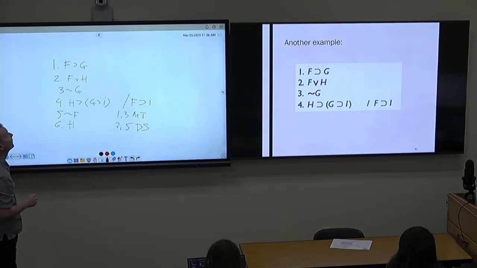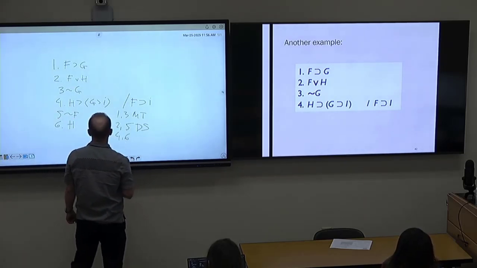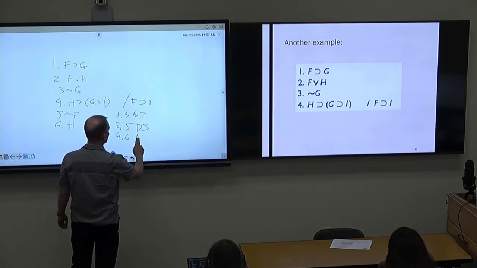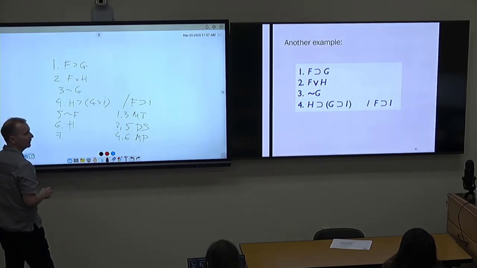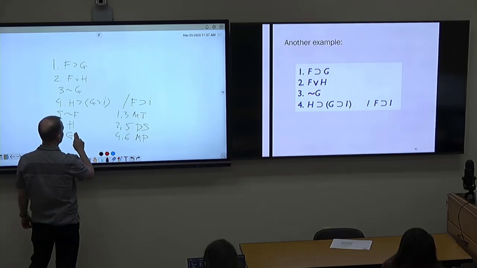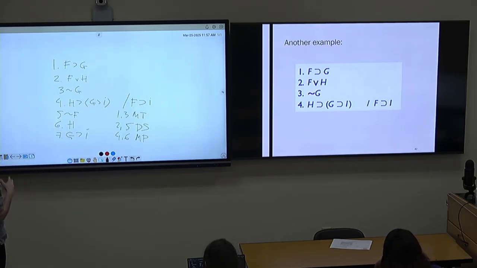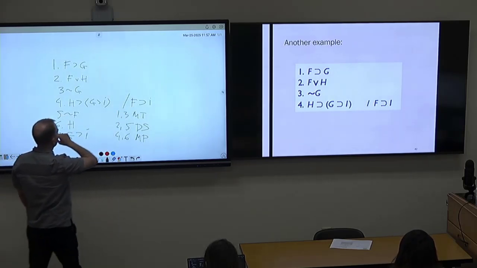Great. Now do we have anything else? Which lines? Lines 4 and 6, right? And which rule can we use for 4 and 6? MP, modus ponens. And what is it going to give us? If G then I, right? So yeah, that's going to give us this whole thing. Okay, but we don't need to have G then I, we need to go with F then I.